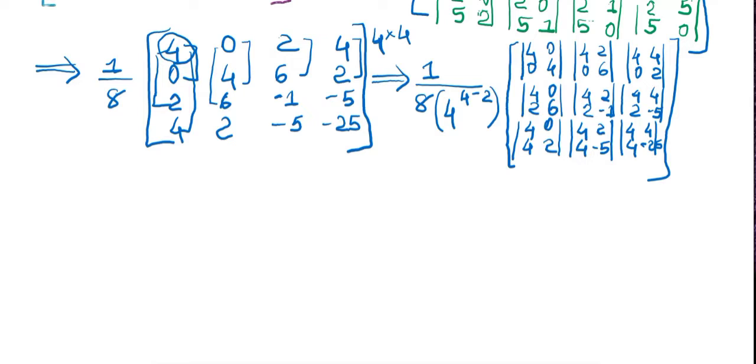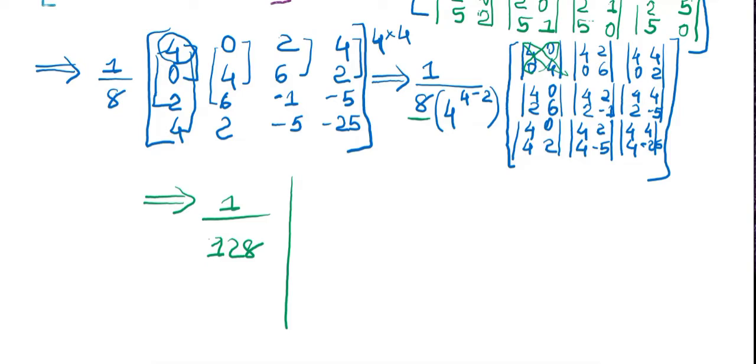Then again we'll just solve this. That is 1 upon 8 into 16. So we'll get it as 1 divided by 128.